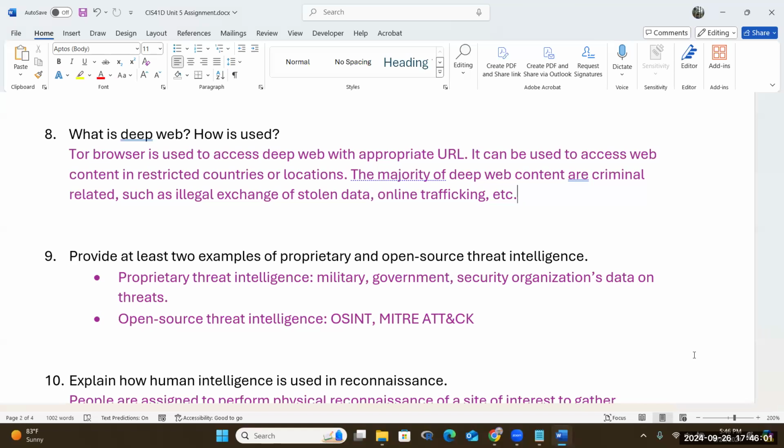Okay, so how can you gather some more intelligence about threats? We can go two routes. One is using the proprietary threat intelligence. So if you work for the military or the government, they have their own source for threat intelligence. And then security organizations do share some of the threat information, but you have to sign up or you have to subscribe. So some intelligence in the proprietary area, you have to pay for.